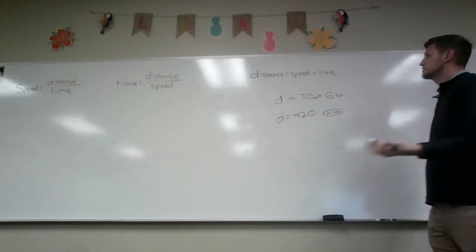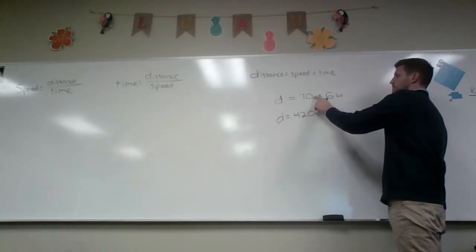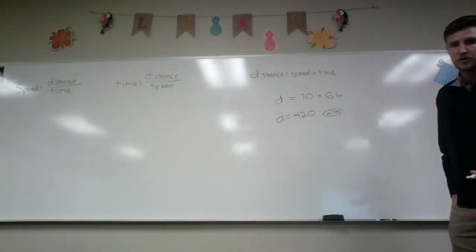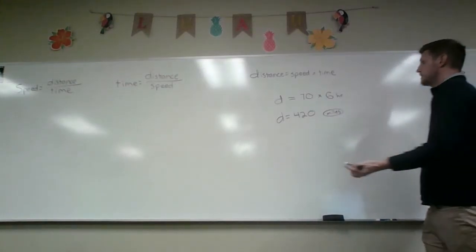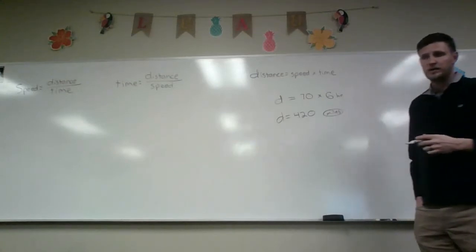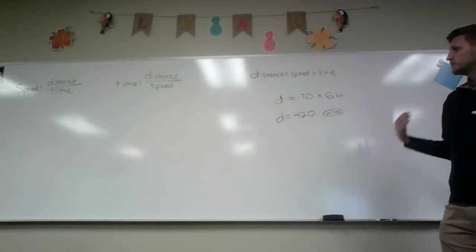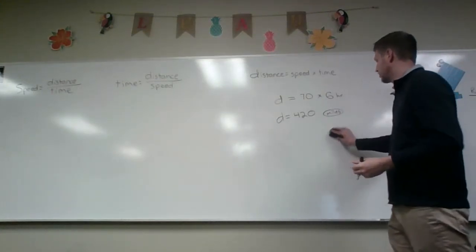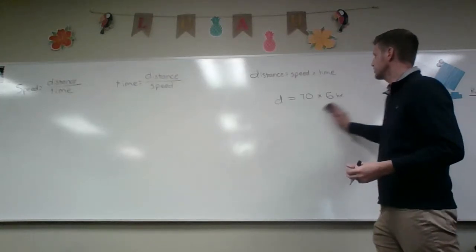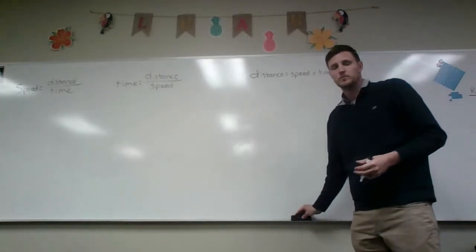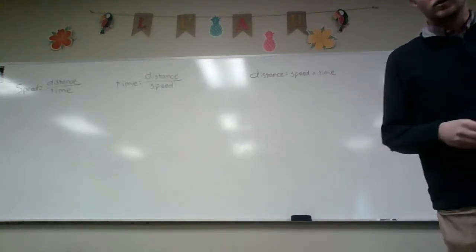But what if this was 70 feet per hour? Maybe it's talking about a turtle or something like that. Then that means a turtle would only go 420 feet. So you have to be careful of your units. Make sure you answer your problems with the correct units. You need to put it.